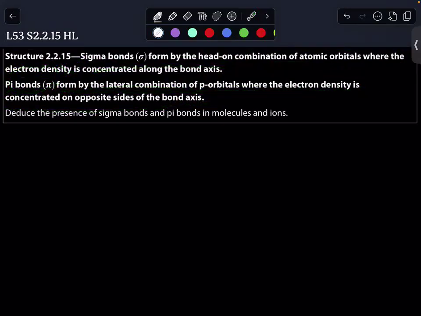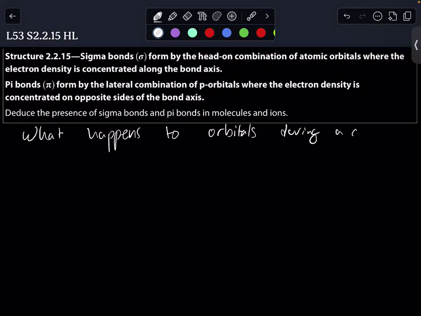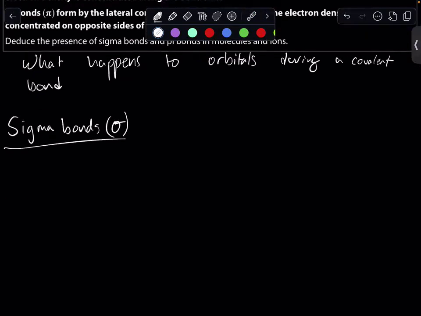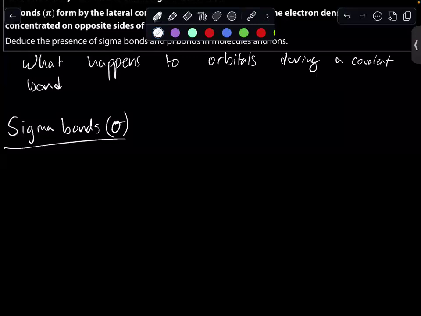So this whole section basically goes to answer the question, what happens to orbitals during a covalent bond? So we know electrons are shared, but how does this actually happen? To answer this, we're going to start off with sigma bonds. We use the symbol sigma, lowercase, to represent this. And to do that, we're going to start with the simplest covalent bond and the simplest sigma bond, hydrogen.